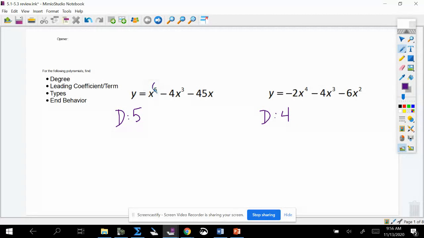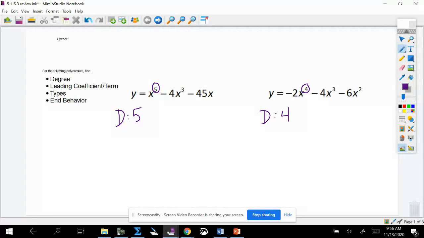Always make sure you check first that it's in standard form, meaning that your terms go from highest exponent to lowest exponent, because you don't want to accidentally say the first exponent you see when the terms are out of order. The next thing we'll ask about is your leading coefficient and your leading term.